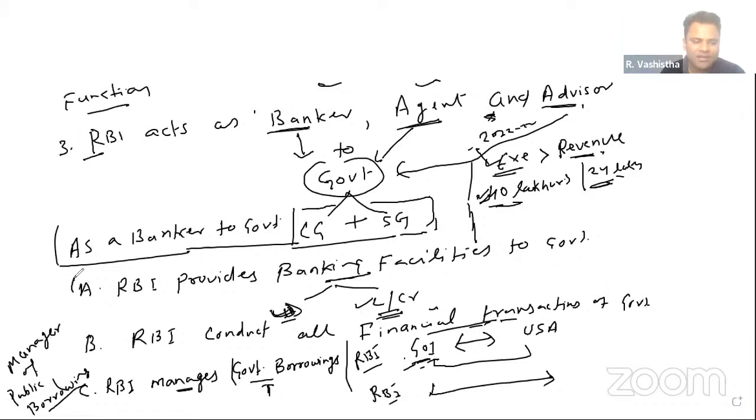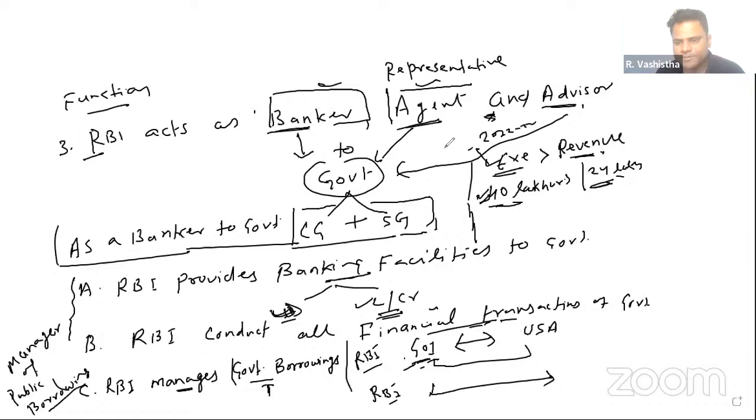These three things are done by RBI in the capacity of banker to the government. It provides banking facility to the government. It conducts the financial transactions on behalf of the government, and then it manages all the loans availed by the government, right? Then the second important function of RBI to the government is in the capacity of agent. RBI is the agent to the government. Here agent means representative. Agent means representative of the government.